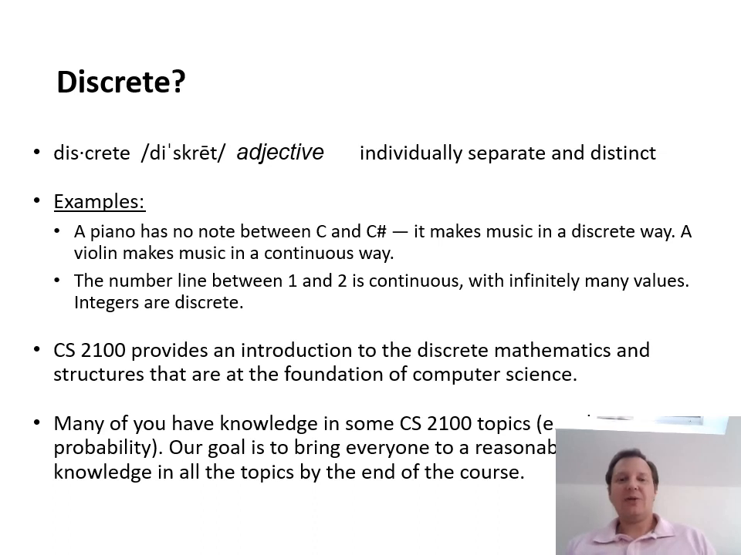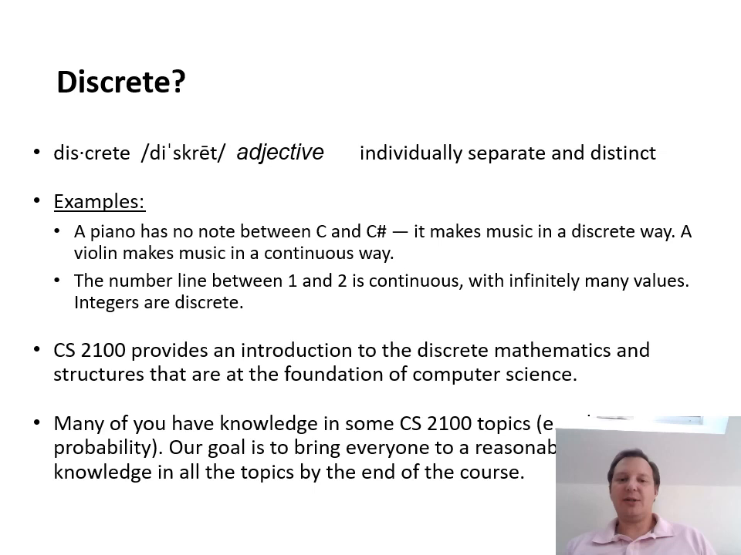Okay, so what do we even mean when we say discrete structures? If you look up the word discrete in a dictionary, you will find that that means individually separate and distinct. Some examples are, for example, a piano that has no note between C and C sharp, meaning that it makes music in a discrete way. A violin, on the other hand, makes music in a continuous way.